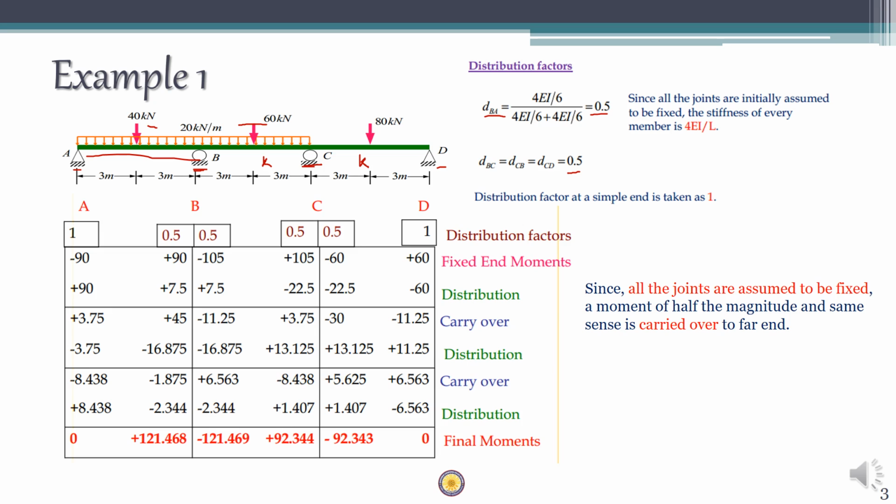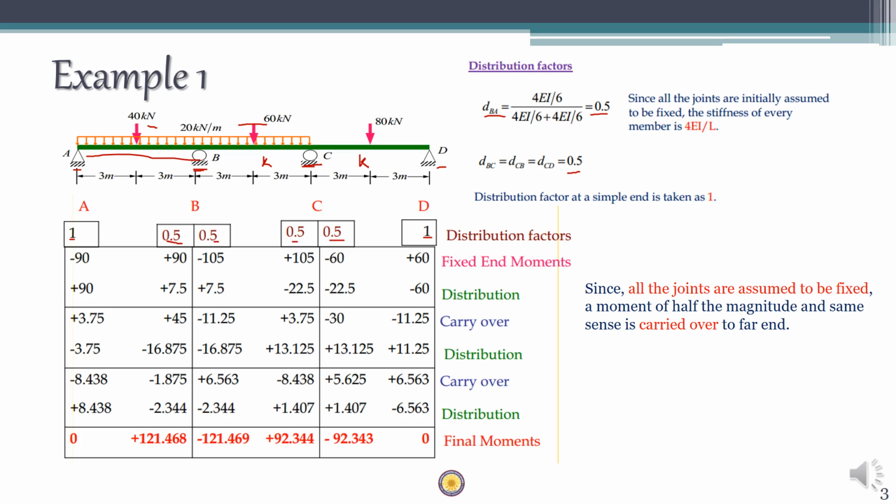Right? So first thing you have to write down is all the distribution factors as per your findings. So for simple ends A and D, the distribution factor is 1, and for all other spans we found the distribution factor is 0.5, 0.5, 0.5, 0.5. So you note down that.